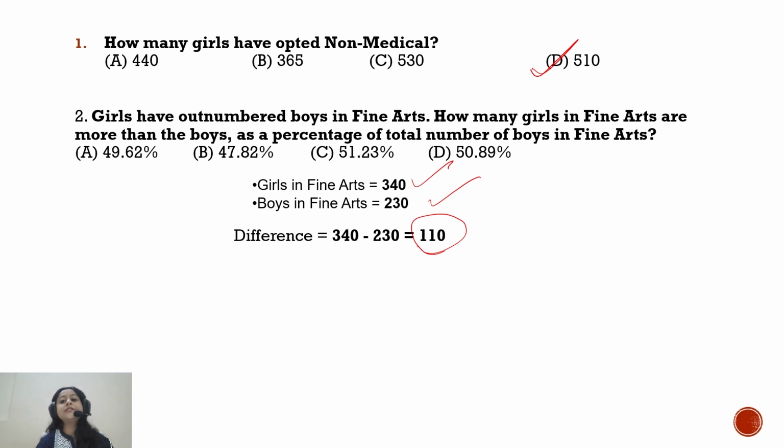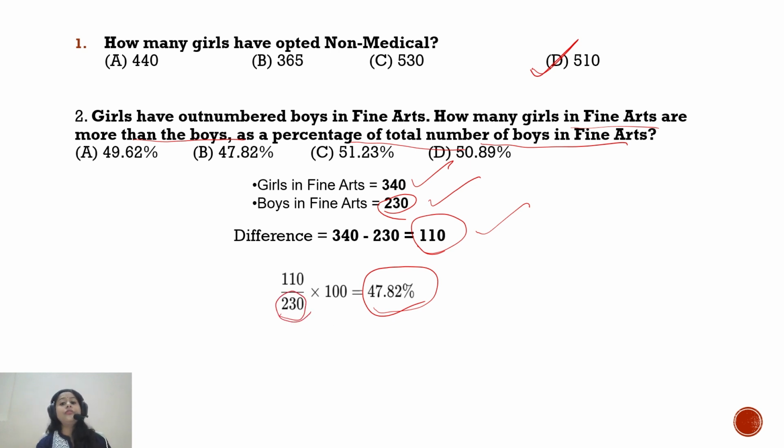So the question is, how many girls in fine arts are more, as a percentage? You have to find the percentage as a percentage of the number of boys. What is the number of boys? 230. So 110 by 230 into 100 will give you the percentage, 47.82%. So first you find the difference, and then convert it into a percentage of the total number of boys in fine arts. So the answer to the second question will be option B.